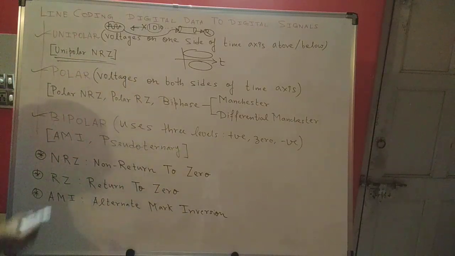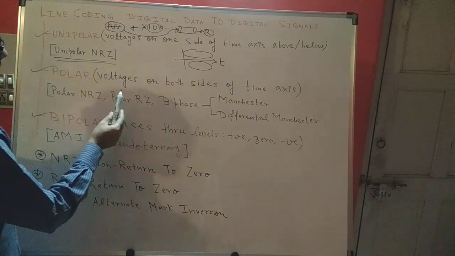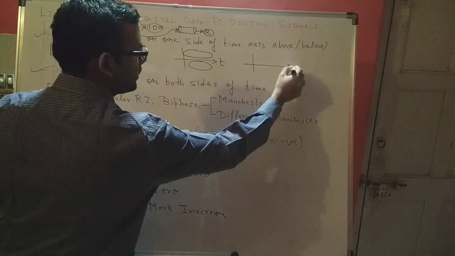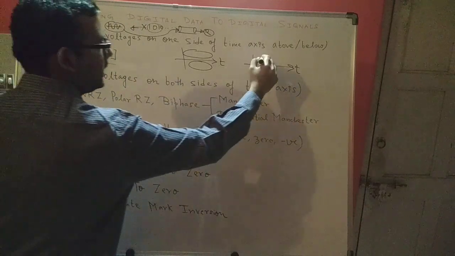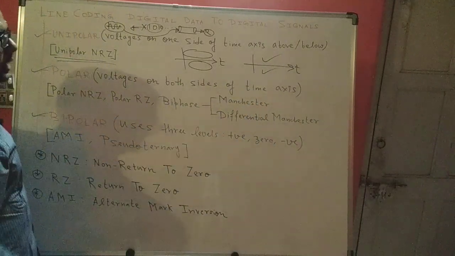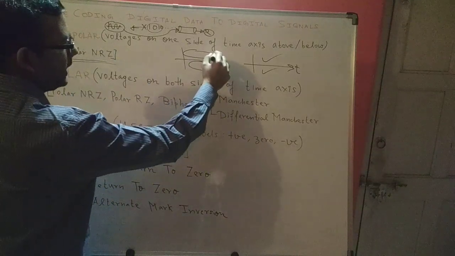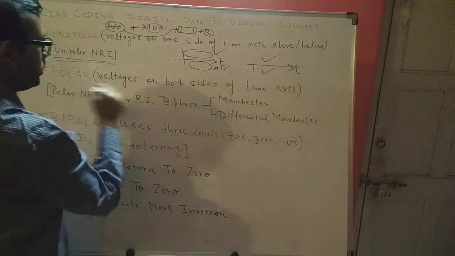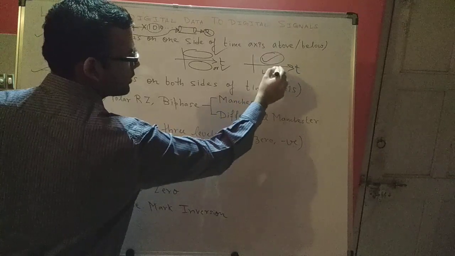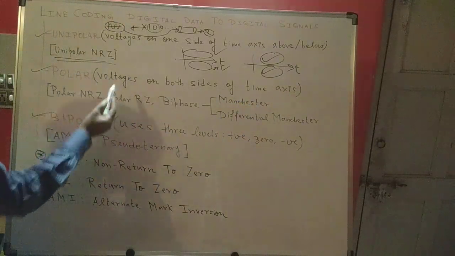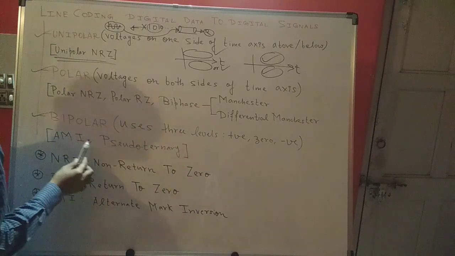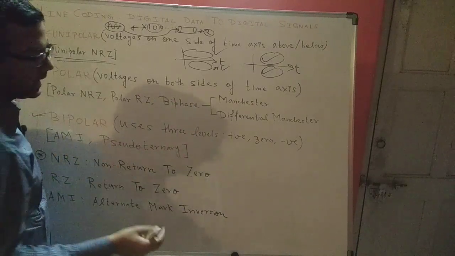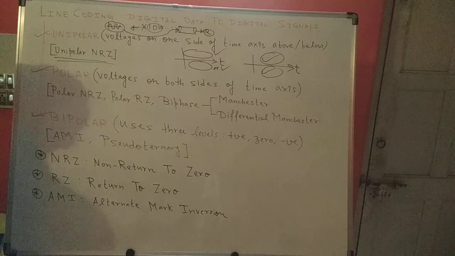Next comes the polar line coding technique. In polar line coding, the voltages will lie on both sides of the time axis. That means, let's say this is your time axis again. Now voltages will lie above the time axis as well as below the time axis. What happened in the unipolar technique was that it would lie either here or here. But here in polar line coding, it will lie here as well as here. Under polar line coding techniques, we'll be seeing a number of examples like polar NRZ, polar RZ, and we'll also be seeing two biphase techniques, one being Manchester and the other being differential Manchester.